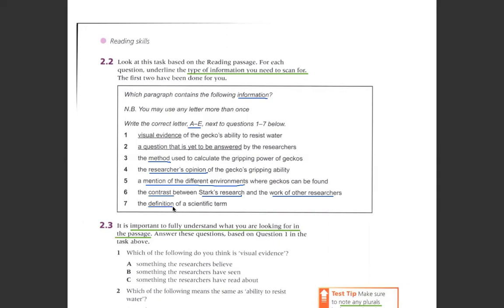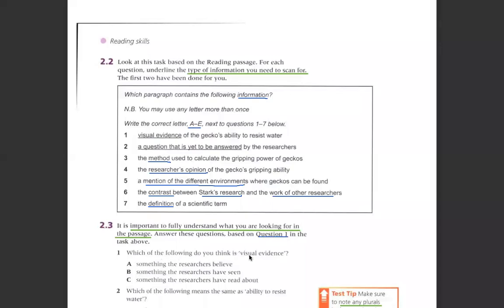great, a definition. Okay, so remember we looked at this yesterday. That could be something that's in the text or a footnote. There are no footnotes in this passage, so it's going to be a definition within the text. Okay, so it's important to understand what you're actually looking for. So let's look at question 1.